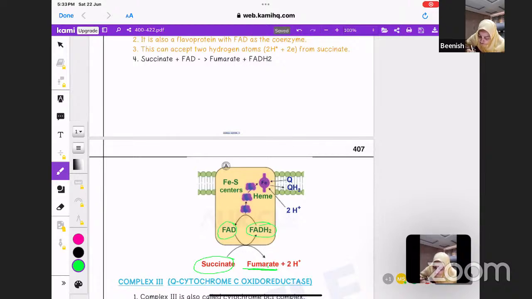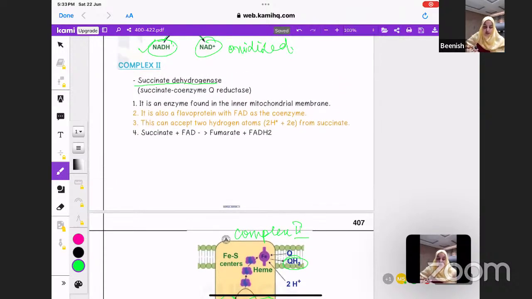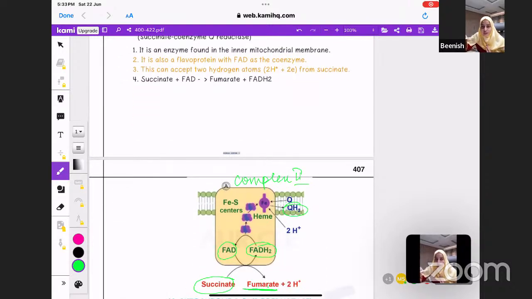Now this FADH2 is going to give its electrons to complex 2. This is complex 2. From complex 2, the electrons will be taken by coenzyme Q. So that was about complex 2: succinate dehydrogenase is a part of complex 2, which receives electrons from succinate and gives them to coenzyme Q. In short, succinate gives its electrons to coenzyme Q, but I've explained how it happens.